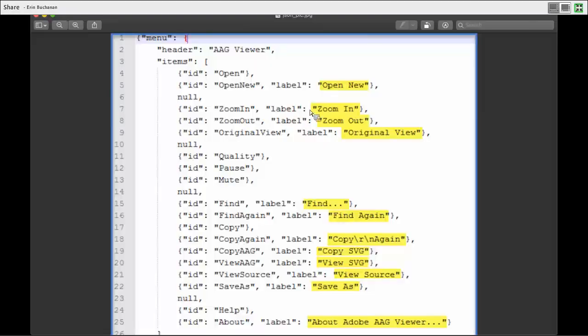So ID, zoom in, label, zoom in. Okay, so it's just a big set of key value pairs. They're hierarchically structured so that you can have dictionaries in dictionaries. So here are all of the items. Okay, this itself is the menu. And it's a really popular machine-readable format for metadata. So if you ever are looking at Google's dataset search, they have a specific JSON format they want you to use.